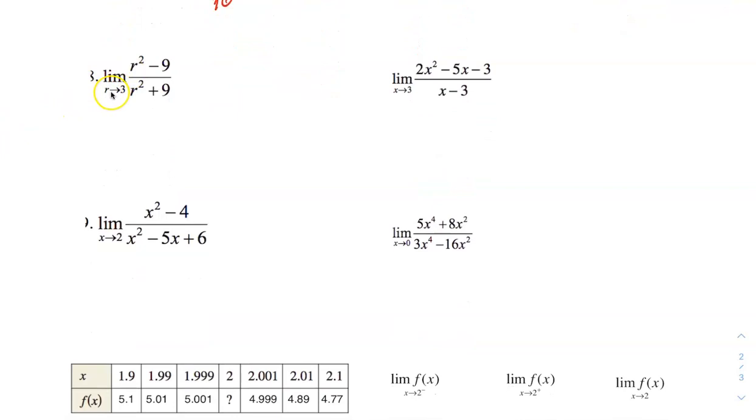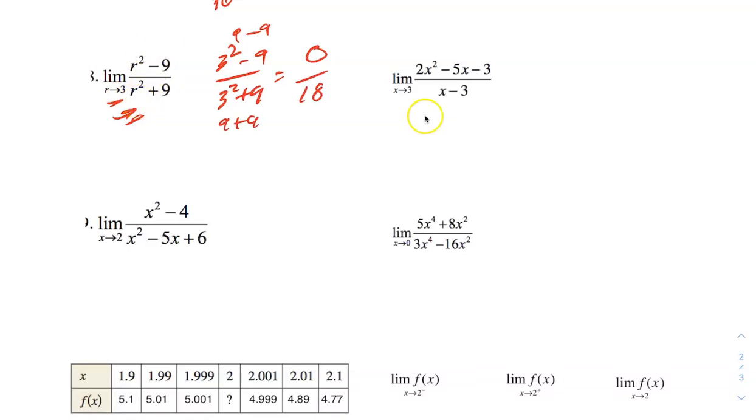Next one, limit as r approaches 3. So let's plug our 3 into both of them. So you get 3 squared minus 9 over 3 squared plus 9. I get 0 on top, but on the bottom I don't get a 0, I actually get 18. This does not mean more work. You are done. 0 over 18 is just 0. So my answer here is 0. That's totally fine, 0 on top is okay. When you get both 0 on top and bottom at the same time, that's when you do more work. So that answer is just 0.